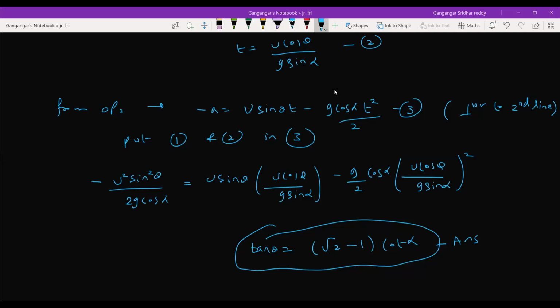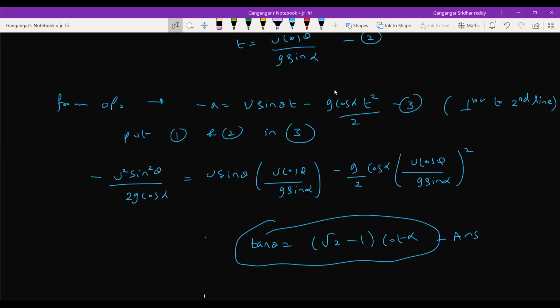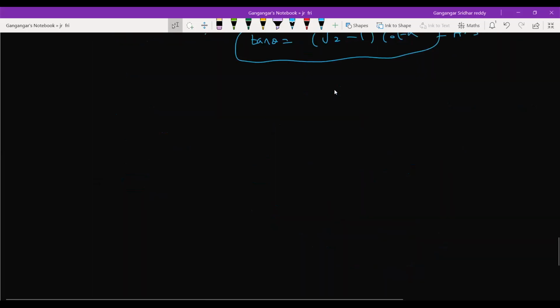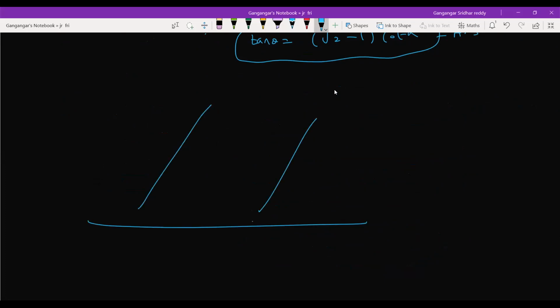Theta plus alpha should be less than 90, then only it will strike that incline. Otherwise, it will move on to the left side. I think it's general common sense, nothing to do. If I project like this, why would it go here? It'll go like this, no? For it to go like this, what happened? If your velocity is like this, it will come like this, no?